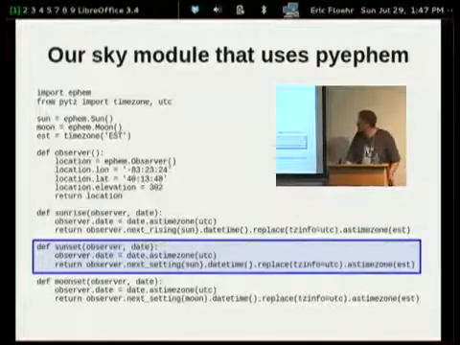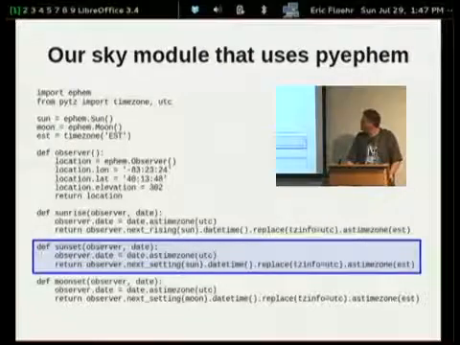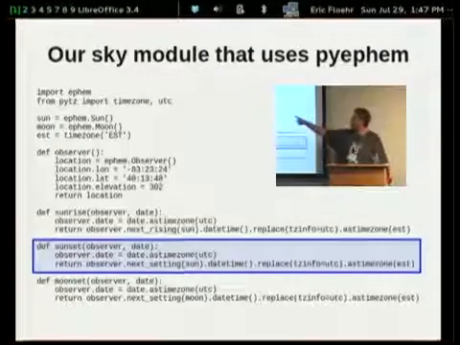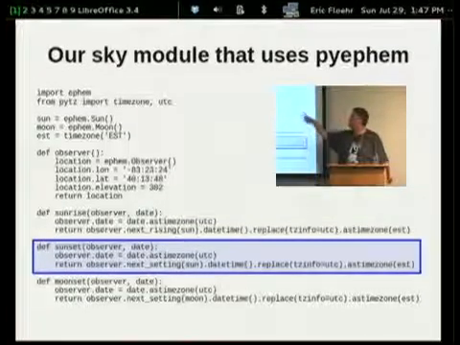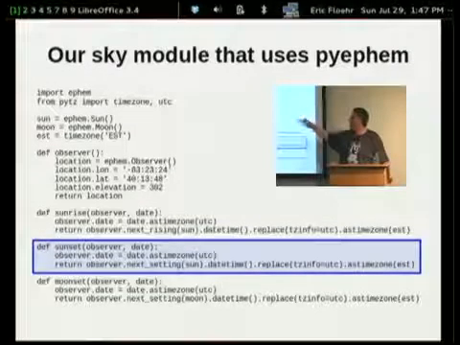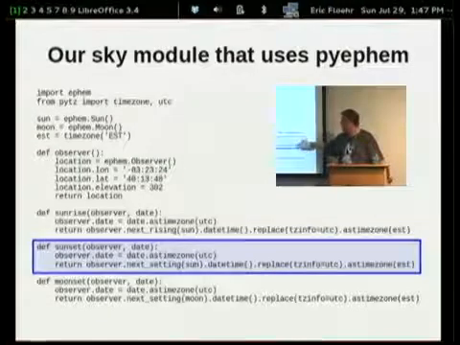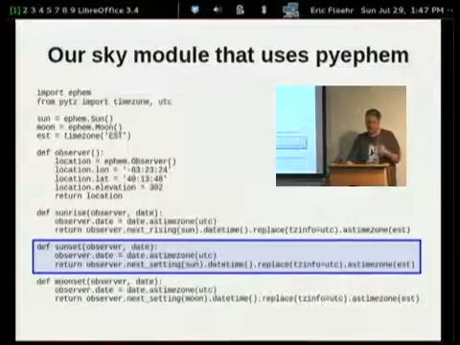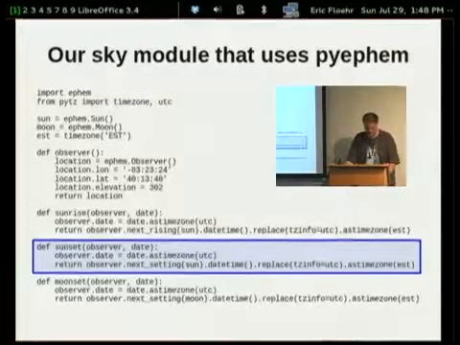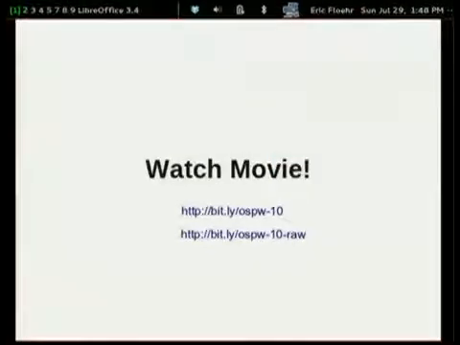Now you can see I also have moonset and sunrise. There's a bunch of different things I can do. There are a lot of different astronomical objects in PyEphem, Venus, Jupiter, all the planets, of course. So I can use basically the same template for all the astronomical objects, but I'm only looking at the sun and the moon right now. So now let's watch this movie.